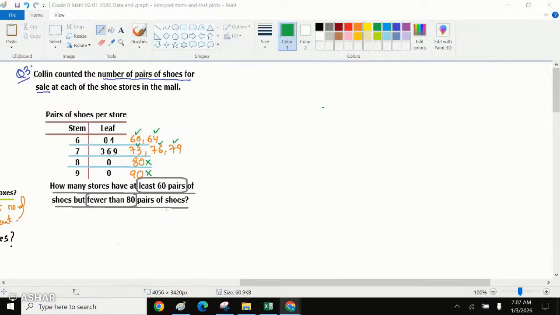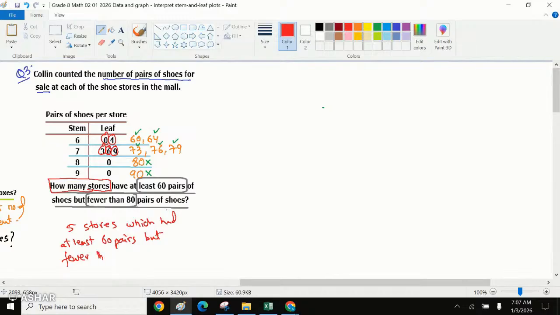So how many stores were there? Because the question is saying how many stores. So how many stores were there? One store, two, three, four, and five. There were five stores which had at least 60 pairs, but fewer than 80 pairs of shoes for sale, right? 60 or equal to 60, but less than 80, that is still 79.